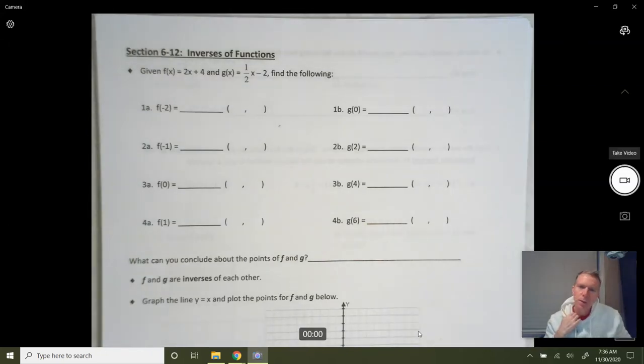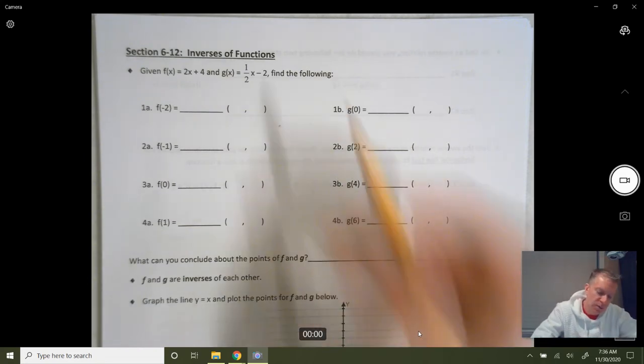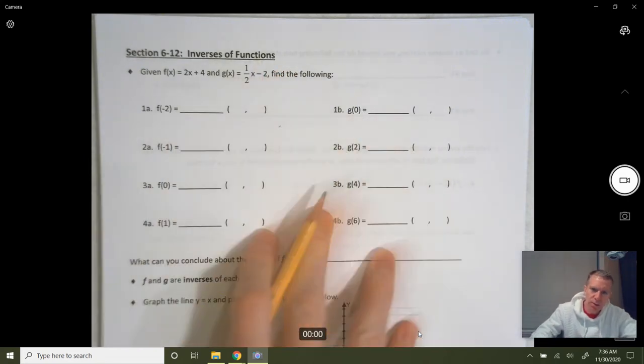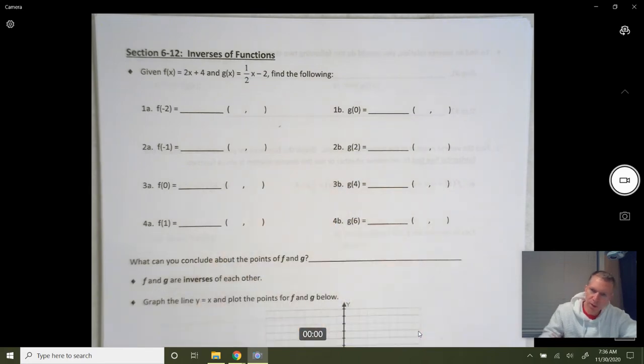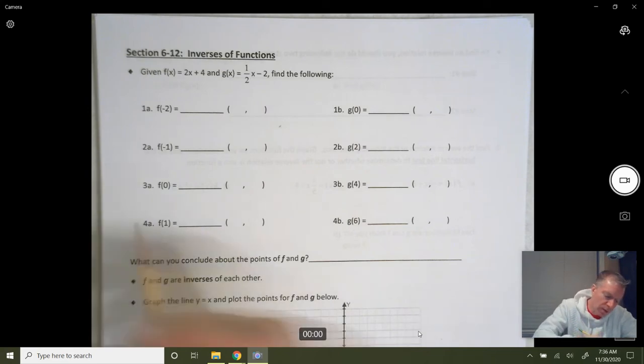Good morning. Today I'm going to talk about inverses, 6-12. And this is pages 159 to 161 in your notes packet. Okay. So to find an inverse of a function, first of all, we're going to go through this activity on the first page. If you want, you can stop, fill this out, then we'll come back and talk about it. But I'm going to walk through it.